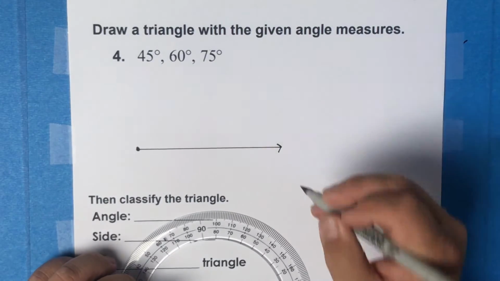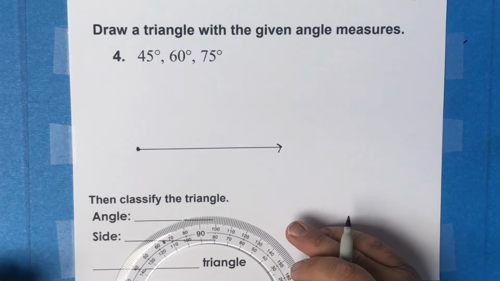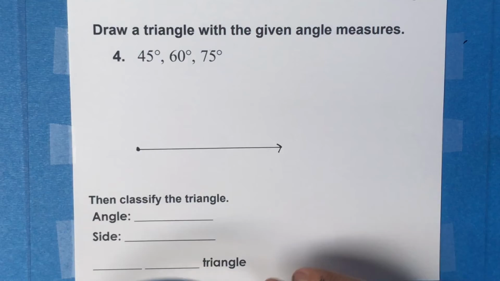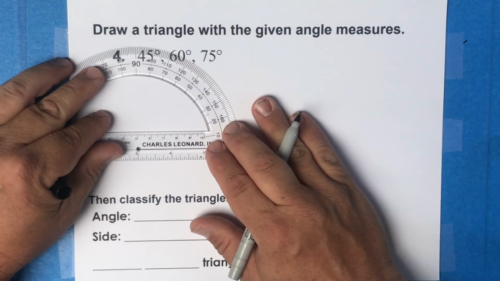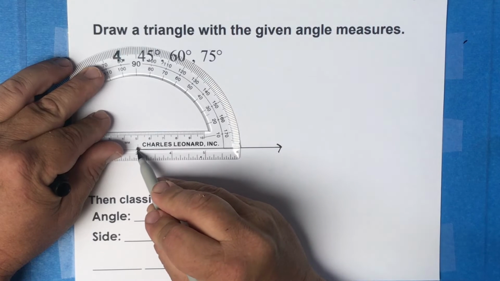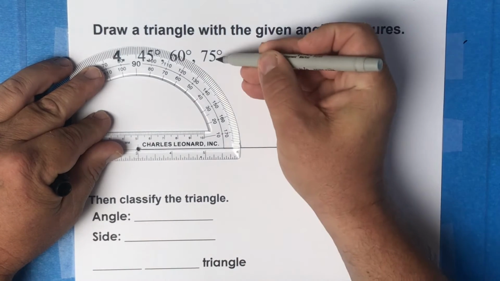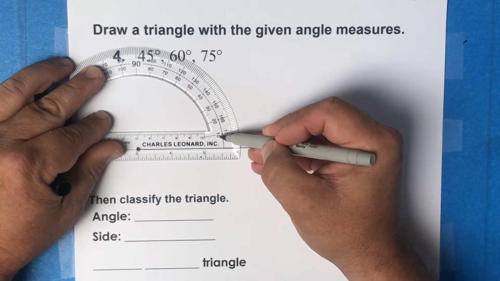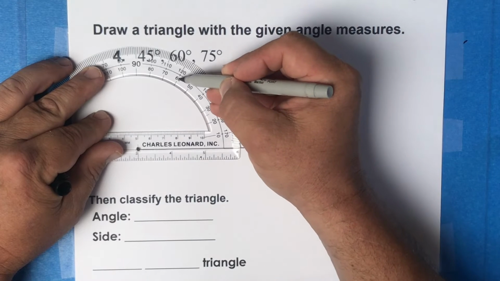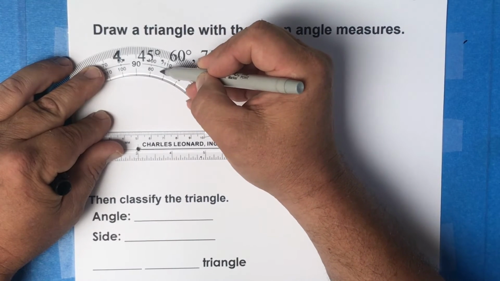And a ray. So I could pick any one of these 3 angle measures, and I generally like to start with the largest angle, so I'm going to start with a 75-degree angle. So I'm on my vertex point here. My ray goes through 0, and I'm going to go up to 75 degrees. So inside measurement, 10, 20, 30, 40, 50, 60, 70, and it's 75. So I need to go between 70 and 80.